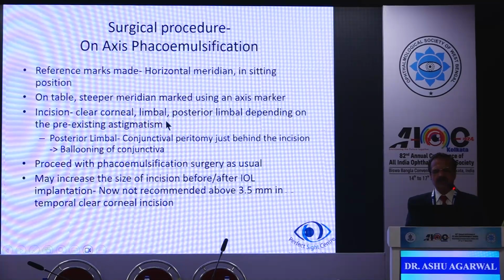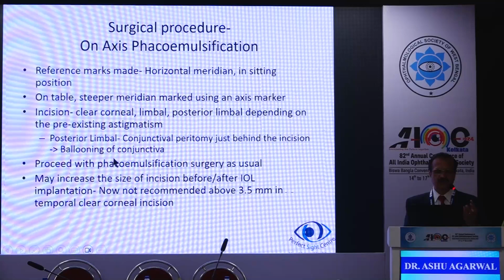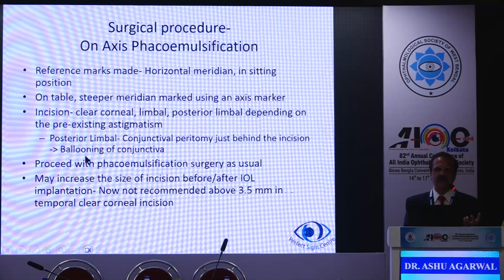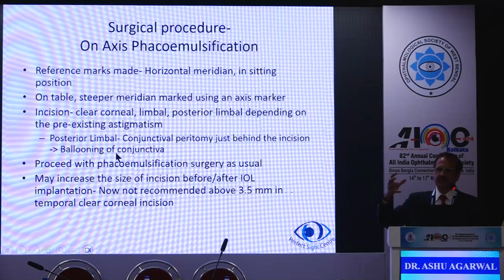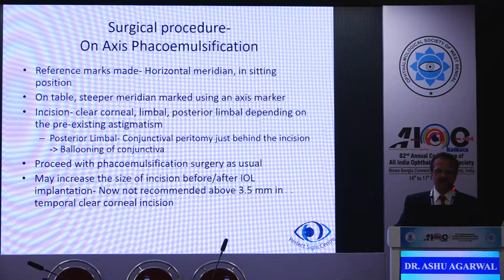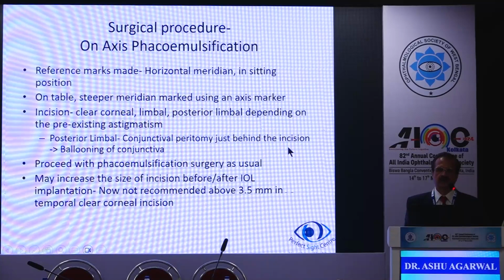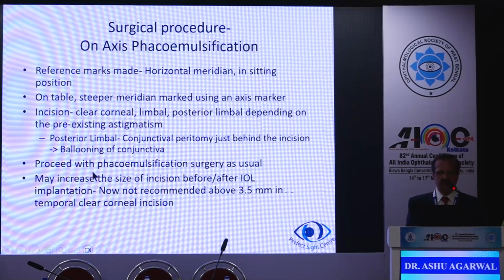Incisions could be clear corneal, limbal, posterior limbal, depending on the pre-existing astigmatism. And just note that if you're doing a posterior limbal incision, due to the egress of fluid, there can be ballooning of conjunctiva. I'd like to give a small tip here, because sometimes the conjunctiva just balloons up, so you should do a localized conjunctival peritomy just behind the incision so that the fluid does not accumulate there, and you can proceed with surgery.